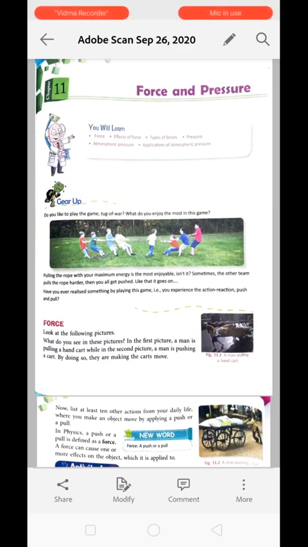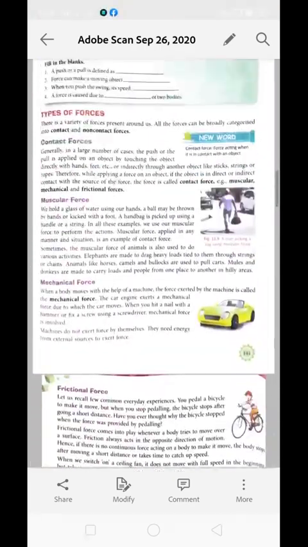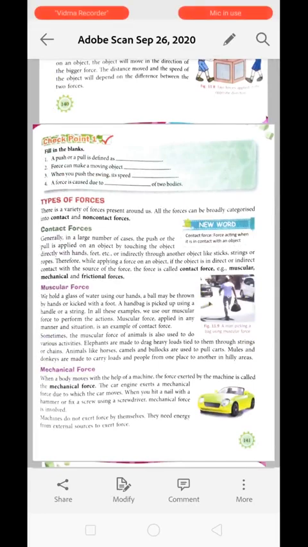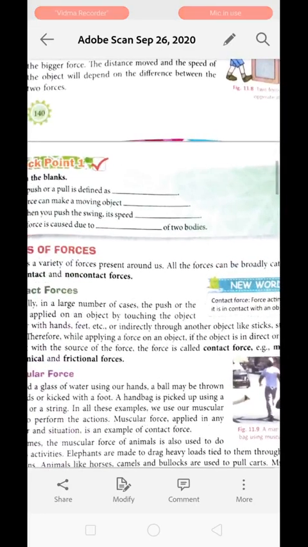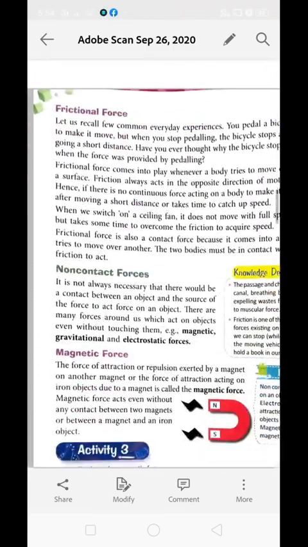Class, in this video we are going to discuss the question answers related to the chapter. The very first question of the chapter is checkpoint 1. The first question is, a push or pull is defined as force. Second question, force can make a moving object stop. Okay. Third question, when you push the swing, its speed increases. Fourth question, a force is caused due to interaction of two bodies. Clear?